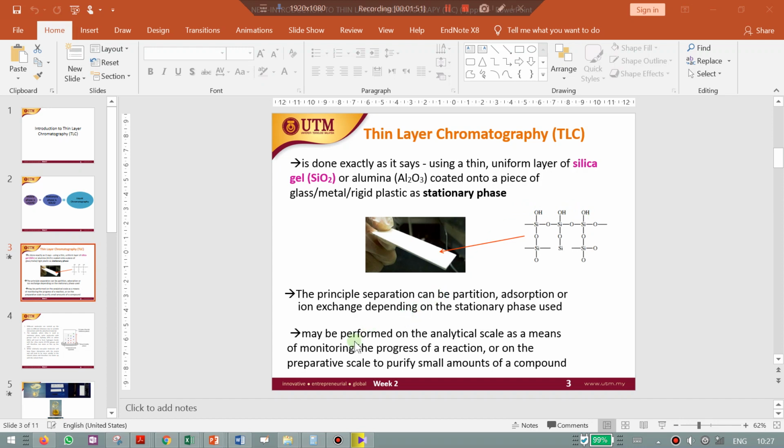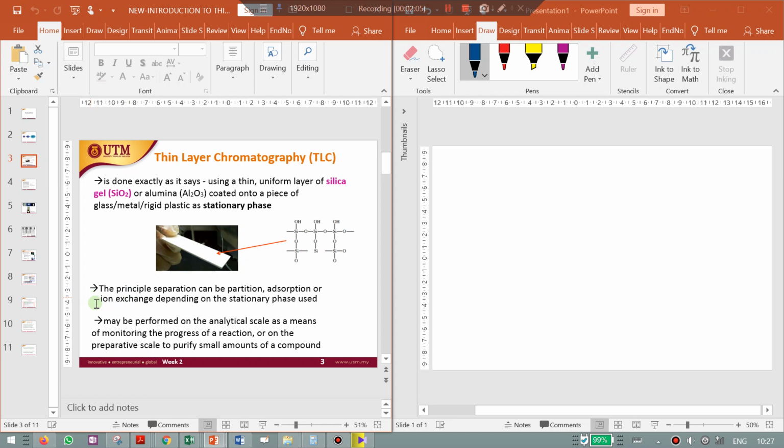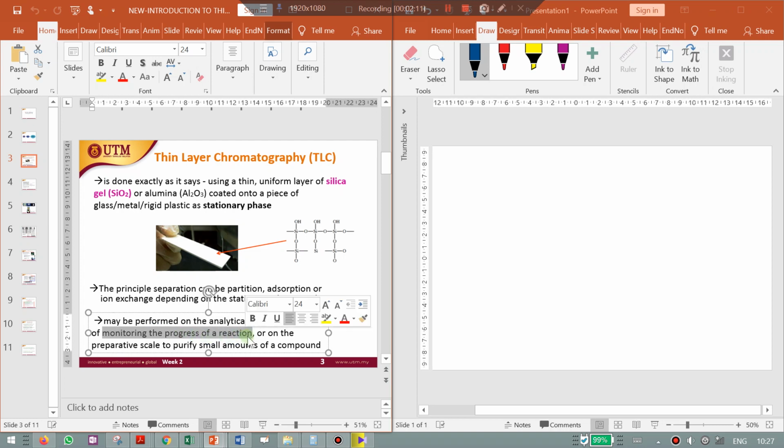Okay, so the next one: it may be performed on the analytical scale as a means of monitoring the progress of a reaction, or on the preparative scale to purify a small amount of compound. Let's look at the first part only, monitoring the progress of the reaction. For example, you want to prepare from A to B.